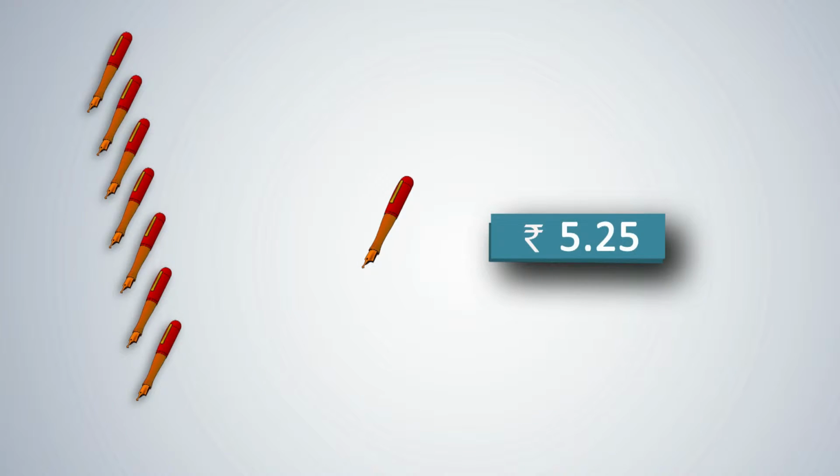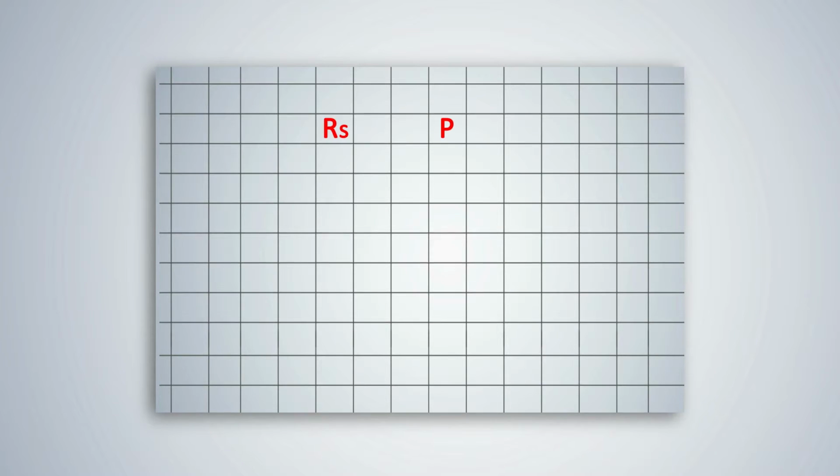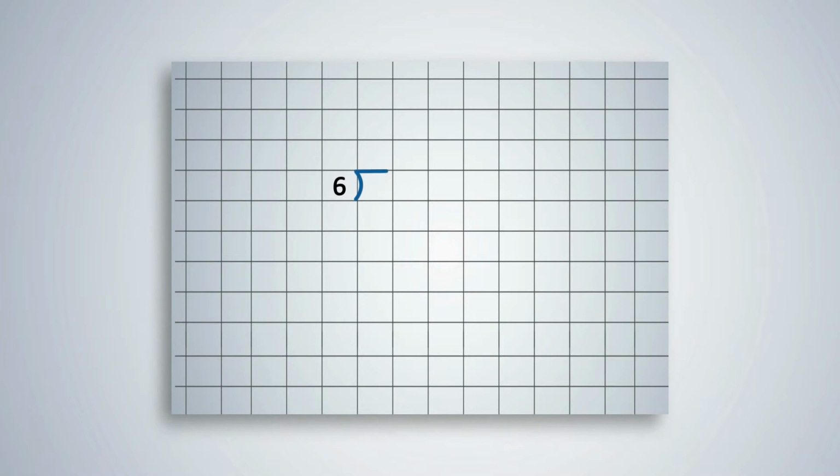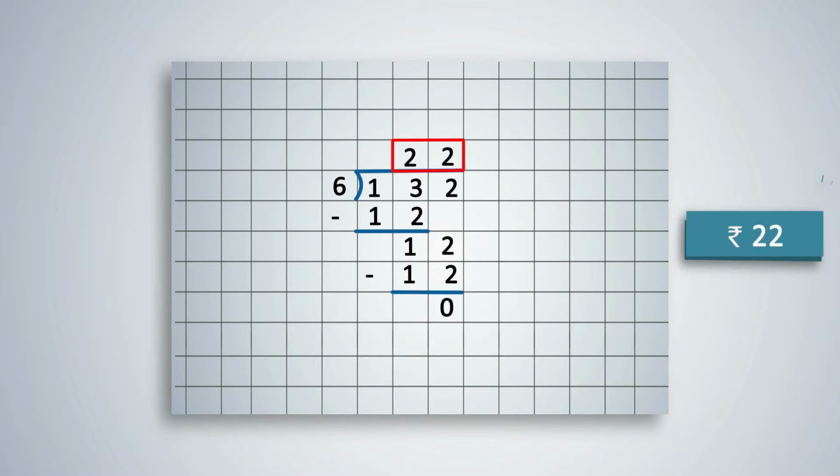Now, what is the cost of 7 pens if the cost of 1 pen is 5 rupees 25 paise? We multiply the cost of 1 pen by the number of pens we are buying to arrive at the total cost. Similarly, if 6 bus tickets cost 132 rupees, what will be the cost of 1 ticket? To arrive at the rate per ticket, we divide the total cost by the number of tickets. The cost of each ticket here is 22 rupees.